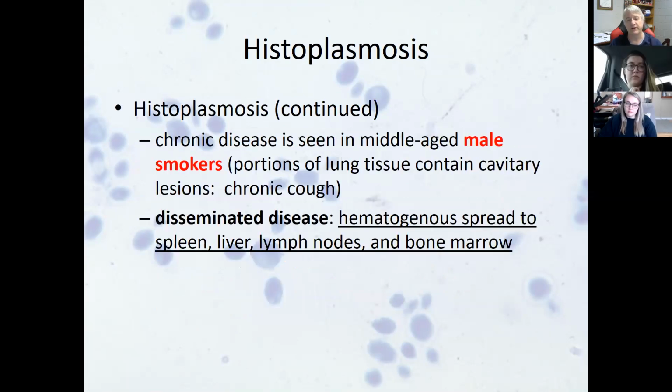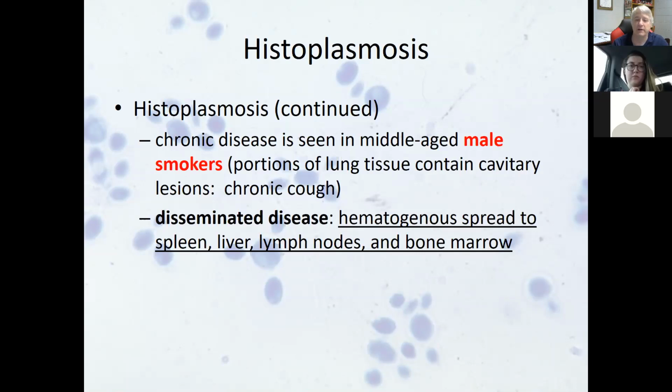Chronic disease is seen in middle-aged male smokers. So I know you don't know any middle-aged male smokers. And where would you put me on the middle age? Am I middle age or am I past middle age? Just seeing where y'all put me. You're young. Below middle age. I thank you, Heather, for that. That was very nice of you to say.